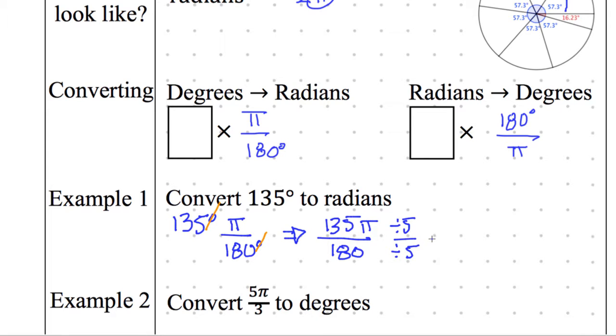135 divided by 5 is... 23. Close, 27. Go for it. I'm just kidding, I'm joking. You guys know the trick for dividing by 5? Huh? You know the trick for dividing by 5?